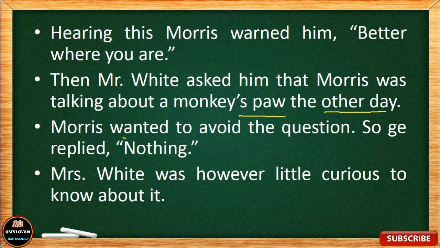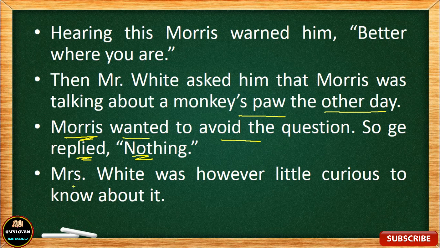Now Morris wanted to avoid the question. So he replied, no, nothing. Actually, he has a monkey's paw. Morris has a monkey's paw, but he did not want to share about the monkey's paw, the details of the monkey's paw with anybody. Not only White, but with anybody. And there's a specific reason to this. Though I'm dealing with part 1 of the story right now, in part 2 and part 3, you'll understand why Morris wanted to avoid being talked to about the monkey's paw. वो monkey's paw का question जब भी उठता है तो Morris जो है उसको avoid करने की कोशिश करता है.